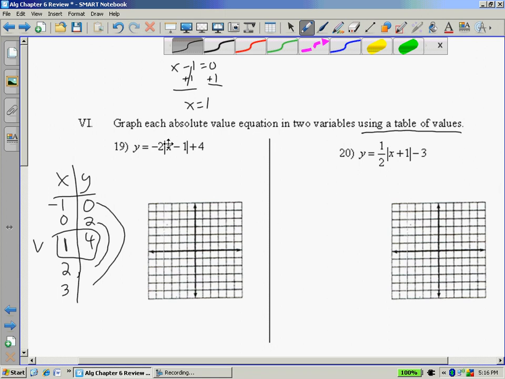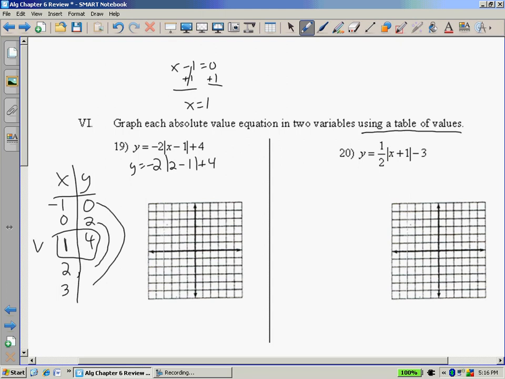So let's plug in our 2. Y equals -2 times the absolute value of 2 minus 1, then plus 4. 2 minus 1 is 1. The absolute value of 1 is still 1. Times -2 is -2. And then -2 plus 4 is 2. So my symmetry is working out correctly. I can go ahead and assume that this will be 0 as well. Once I know that the symmetry is lining up well, then I could go ahead and finish that mirror image from the table. So 1, 4.